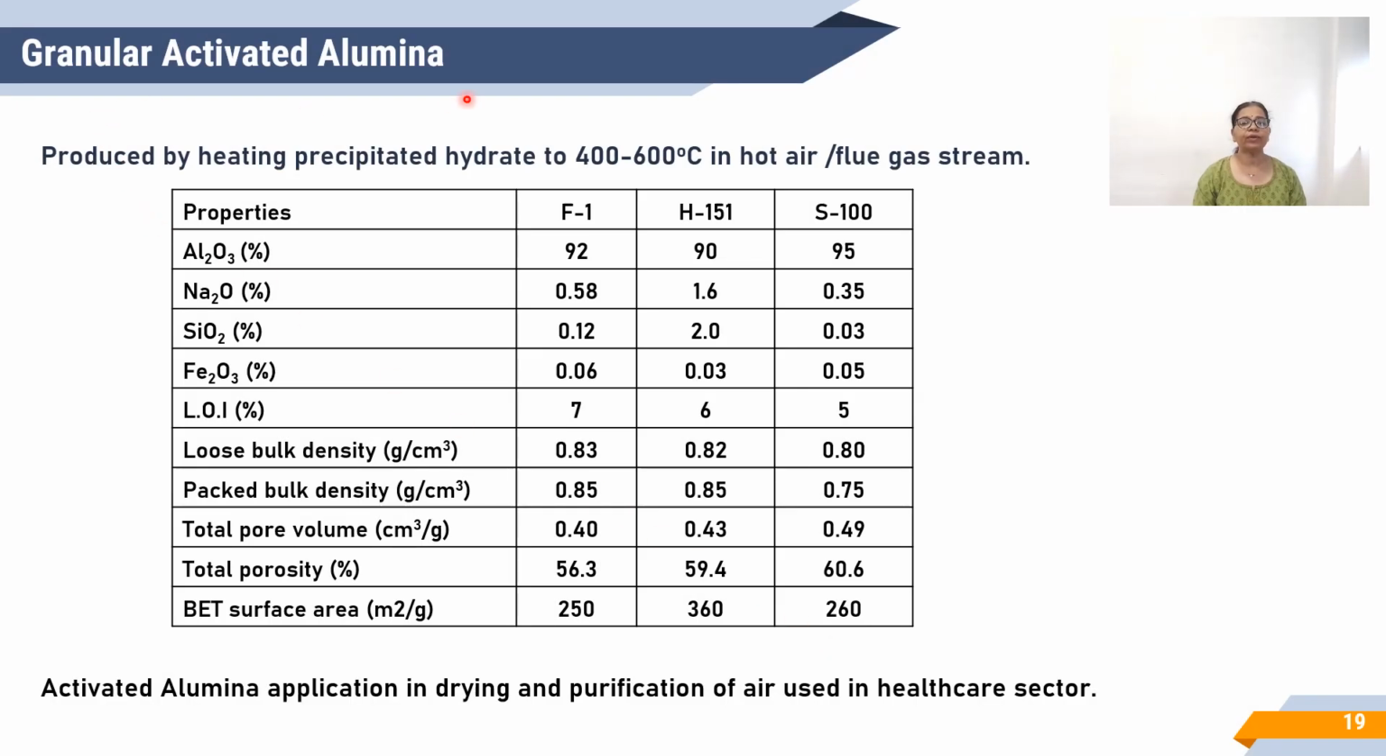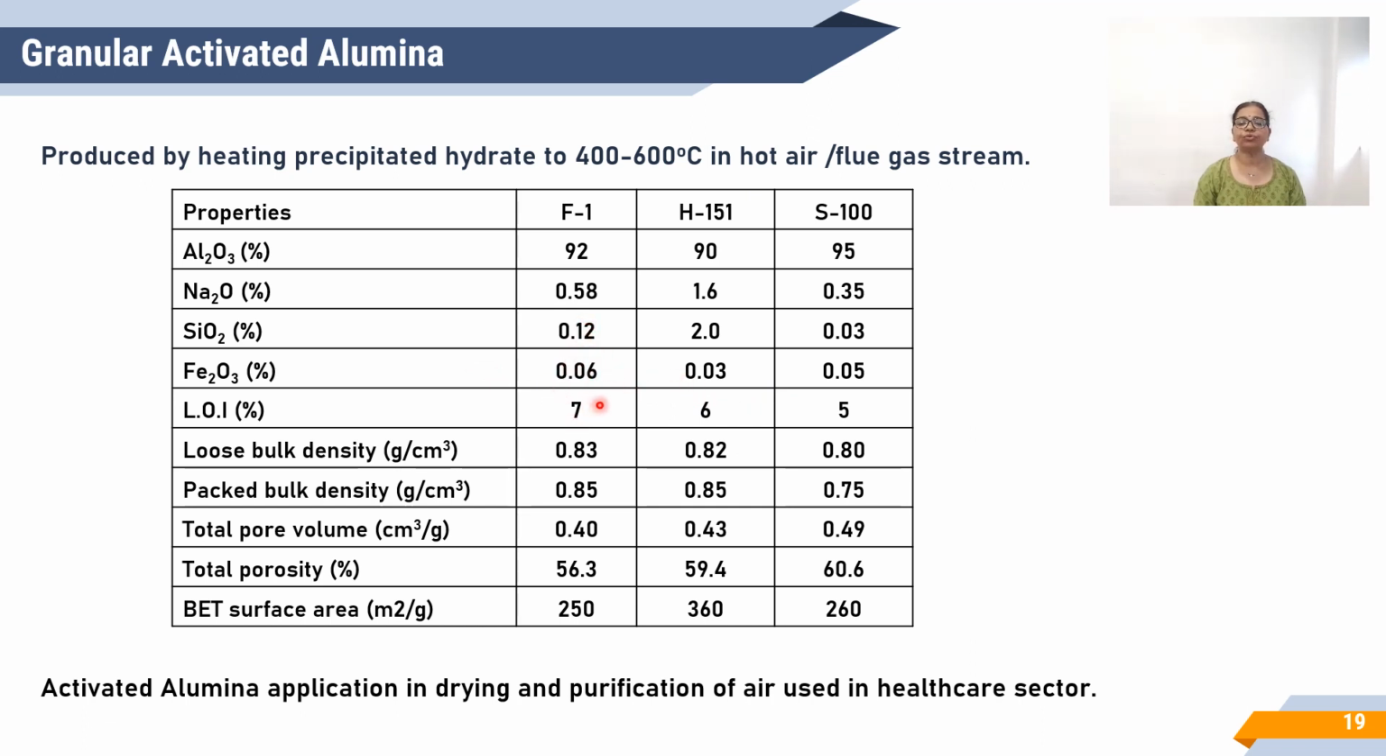There is also granular activated alumina. They are produced by heating the precipitated hydrate to 400 to 600 degrees centigrade in hot air or in a flue gas stream. They can be categorized as F1, H151. These are the nomenclature given by different industries which produce activated alumina. And here you can see the alumina content is 92 to 95%, with the soda content slightly high, about 0.5%.